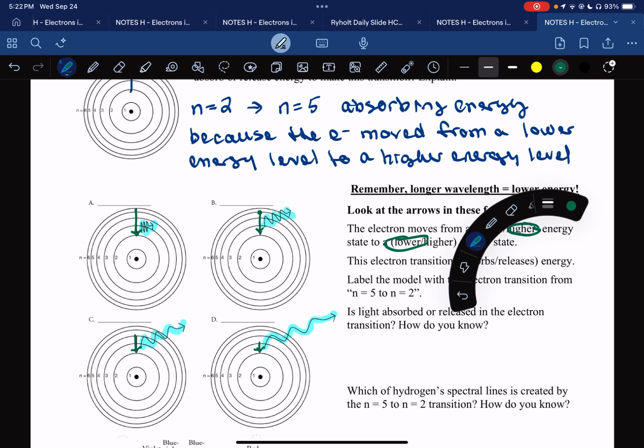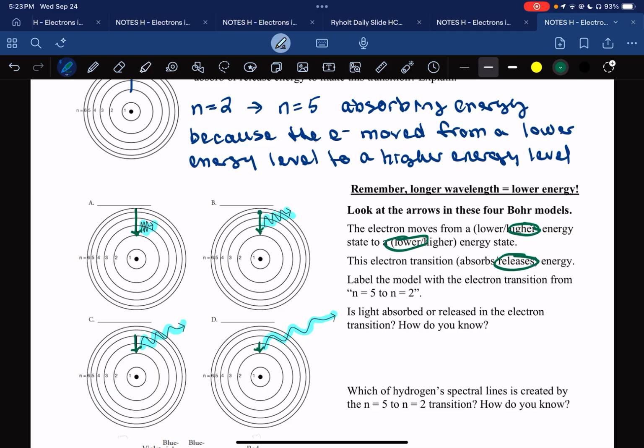We know that we must be releasing, I'm sorry, not heat, energy. We know we're releasing energy because we have a whole bunch of energy in that higher energy state. And so to get down lower, that energy's got to go somewhere. We need to lose it if we want to get back down to our ground state, and so we're going to release it in the form of light.